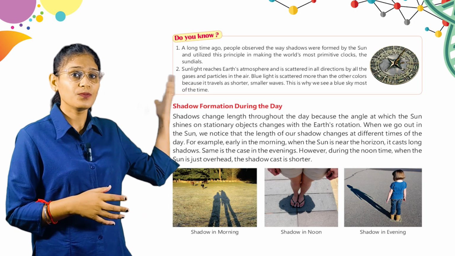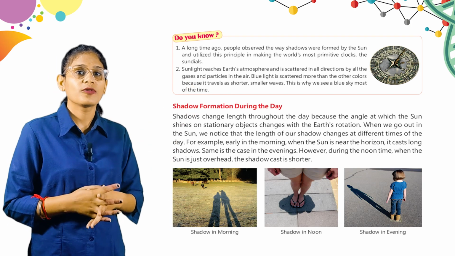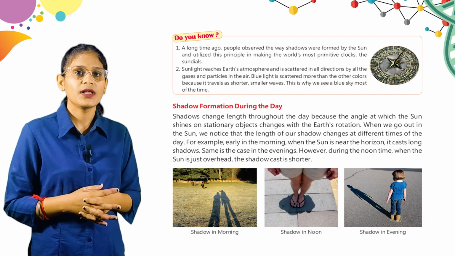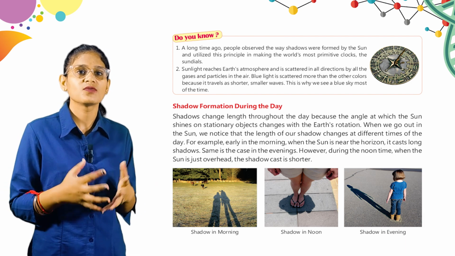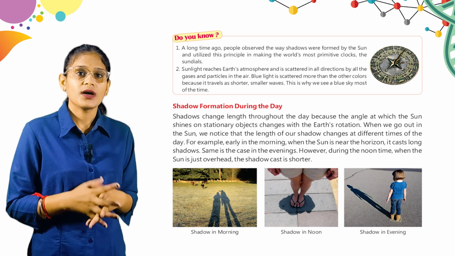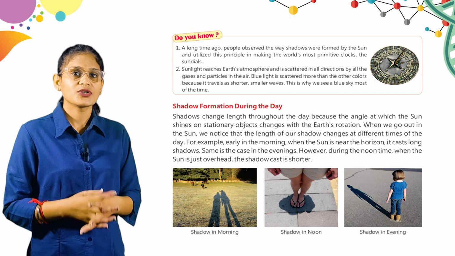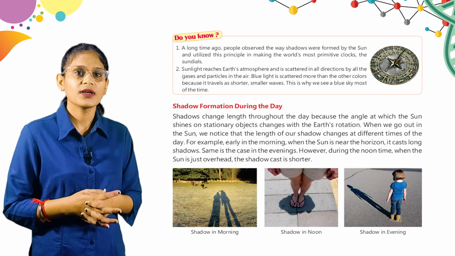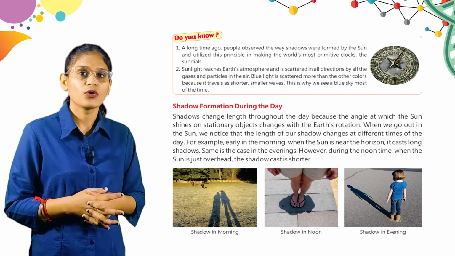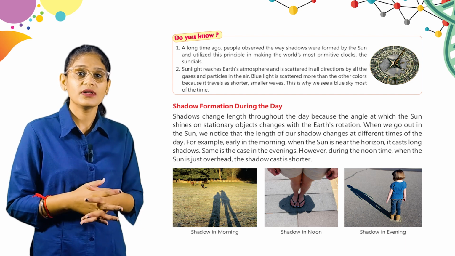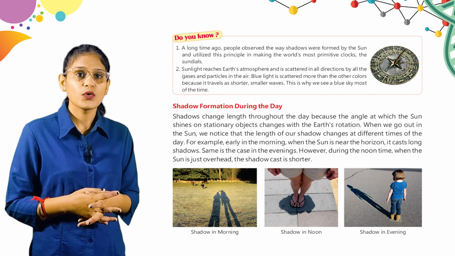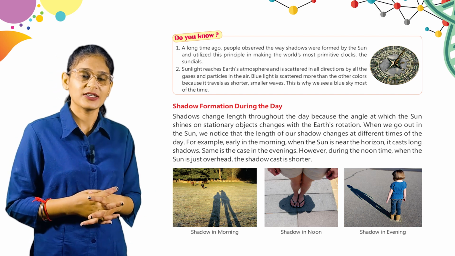Now, do you know? A long time ago, people observed the way shadows were formed by the sun and utilized this principle in making the world's most primitive clocks, the sundials. Second, sunlight reaches Earth's atmosphere and is scattered in all directions by all the gases and particles in the air. Blue light is scattered more than the other colors because it travels as shorter, smaller waves. This is why we see a blue sky most of the time. Get it, students?